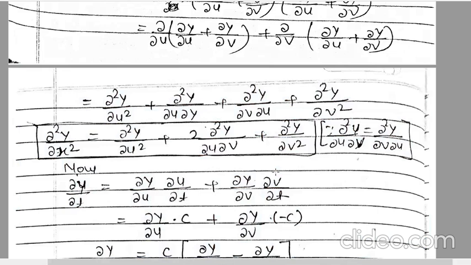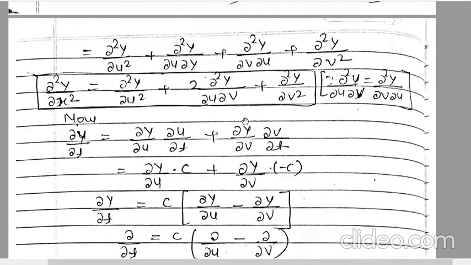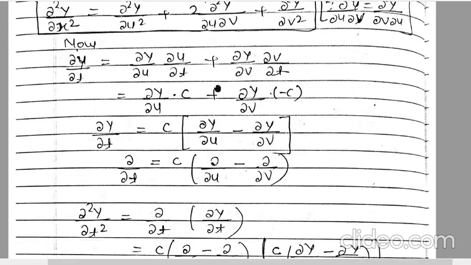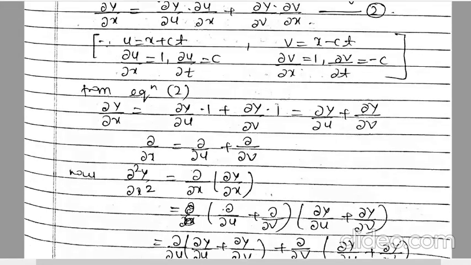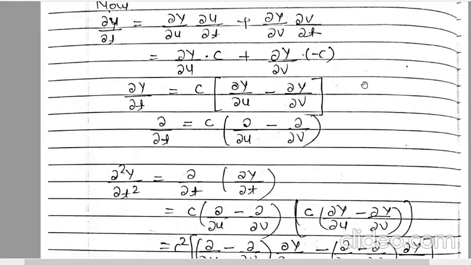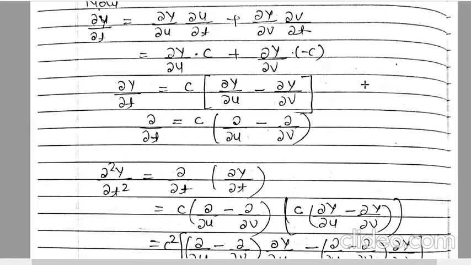Now, the next target is to find del y upon del t. So del y upon del t, again by chain rule, you can write as del y upon del u into del u by del t plus del y upon del v into del v upon del t. Now we already know the value of del u upon del t is c, and del v upon del t is minus c. So just write all the values here.